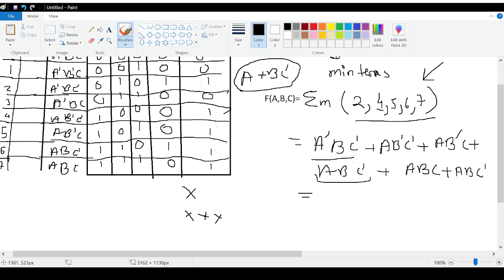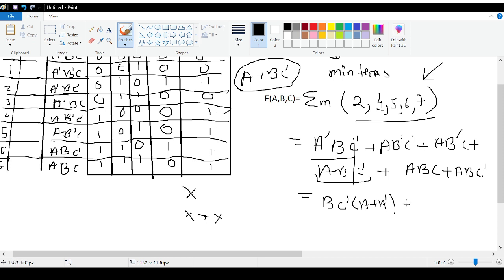Okay, now let's take these two as common. What can I take as common over here? B C bar. So if I take B C bar as common, then I get A plus A bar. So these two have been taken in common. And over here, what can I take as common?